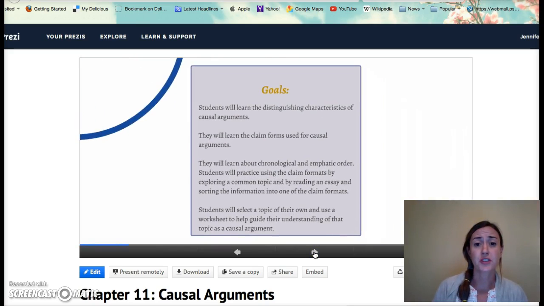Our goals for this chapter will include that you understand what the distinguishing characteristics of a causal argument are. It also means that we're going to look at a different sort of claim form that you'll use for this compared to what you had used previously for the definition argument. You're going to learn about different types of order, and then we're going to do a couple activities that help you practice it before you need to decide on a topic for your causal argument.